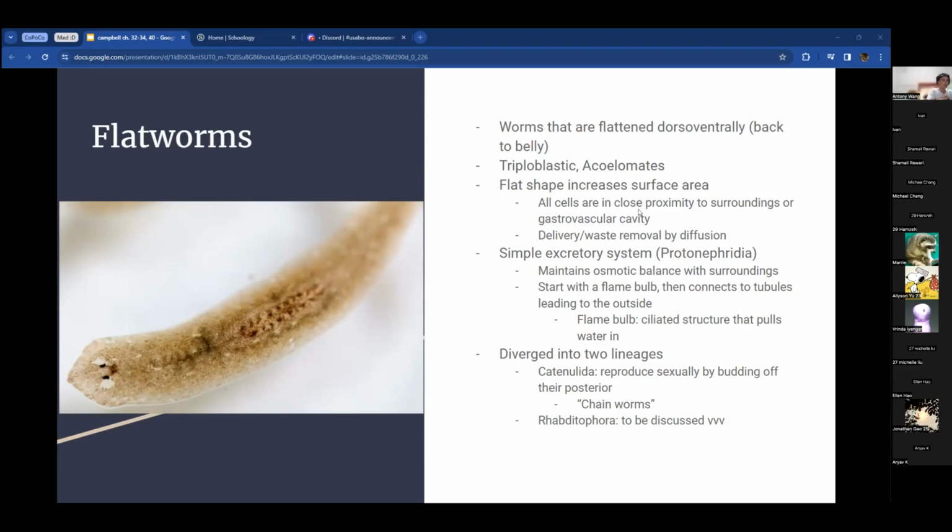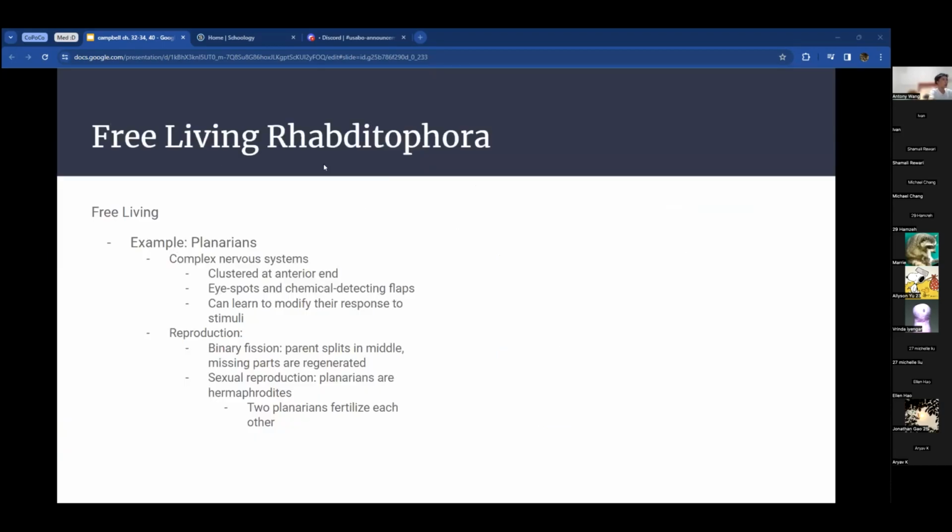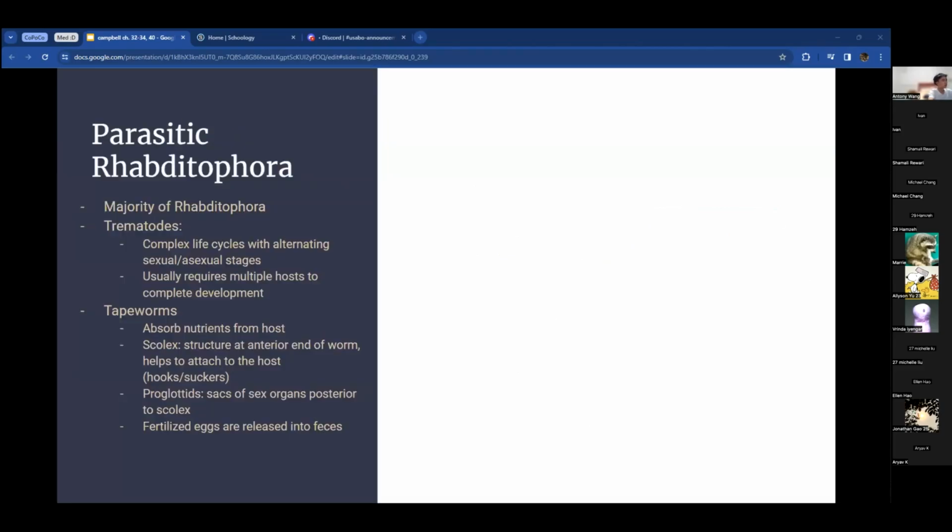Yeah, Rhabditophora will be discussed in 1 second. Most Rhabditophora are parasitic, but some are free living. It's not important.